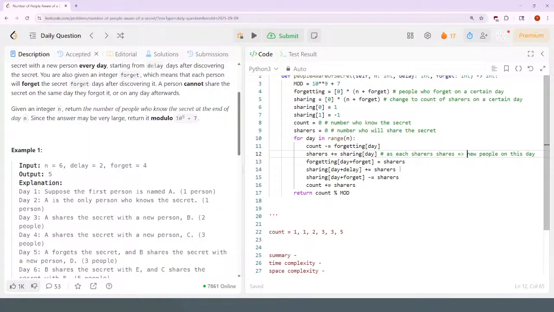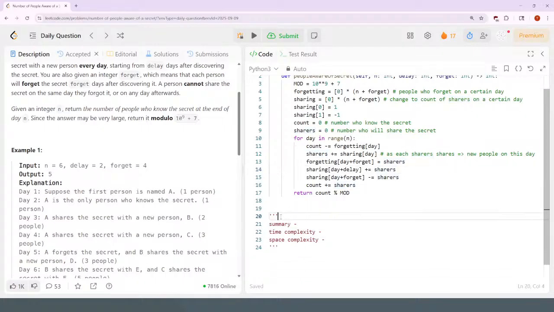Okay, so the count of the sharers on the day matches the count of the new people that would learn the secret on that day. And for each person that learns that secret on that day, they'll forget on that day plus the forget offset. And then for each new person, they'll also increase the number who share on the day plus the delay offset. And for each share, they'll affect the number who would stop sharing on the day plus the forget offset.